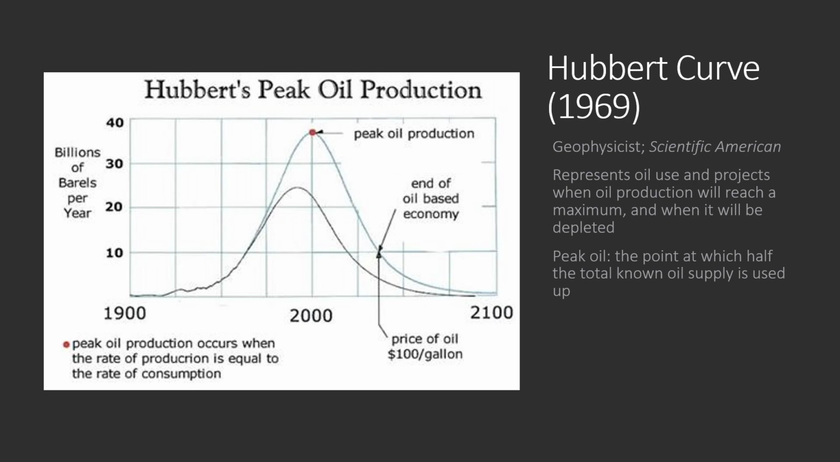That brings us into looking at production. It's Hubbert's peak oil production. His belief is that there's a point at which your production is going to hit its maximum, the peak oil, and then you will start to find supply being used up. So it's used to project when oil production will reach a maximum and when it will be depleted. His belief was that in 2000 the peak oil production would happen. There are other models that say that we reached it before 2000.